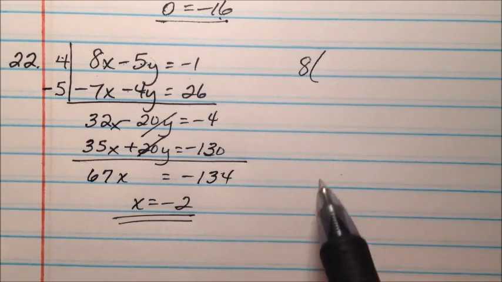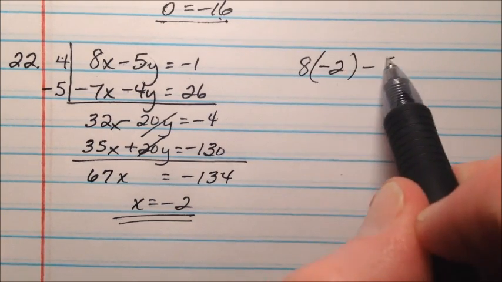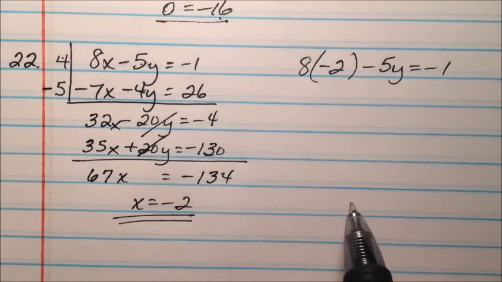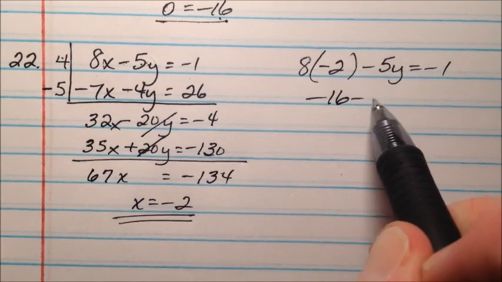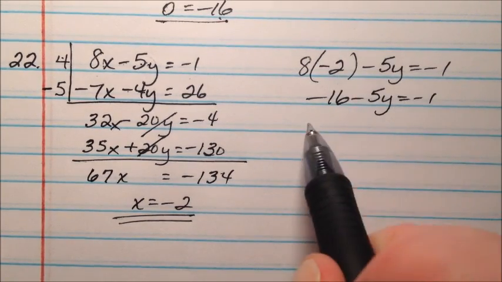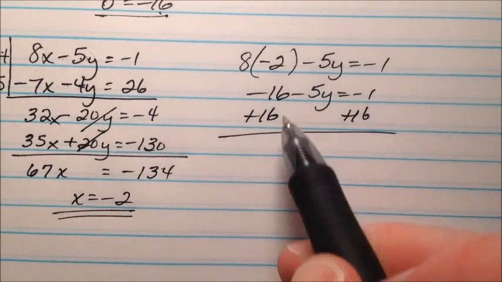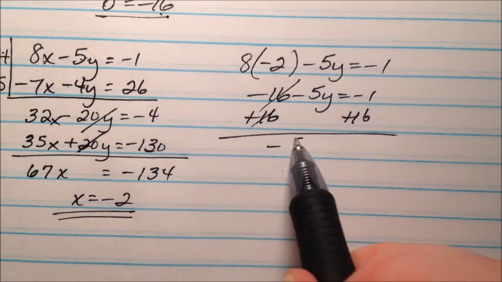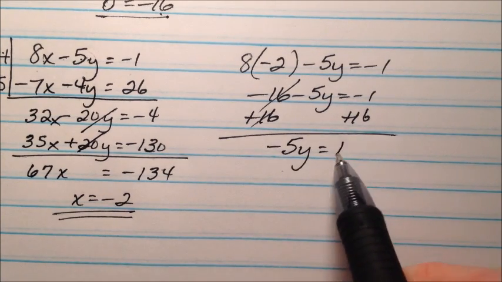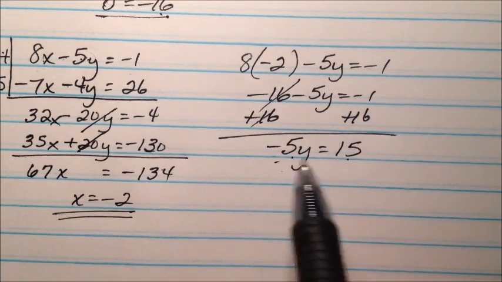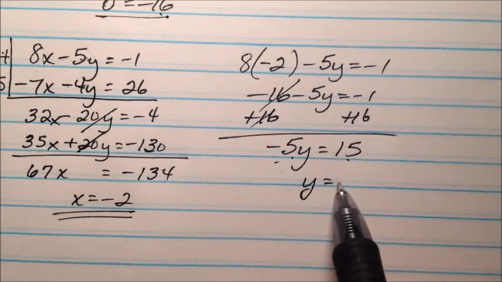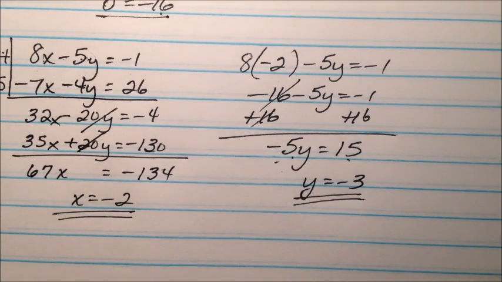So 8x, so 8 times negative 2 minus 5y equals negative 1. Negative 16 minus 5y equals negative 1. So we'll add 16 to both sides here, getting rid of those guys. So negative 5y equals 15. When I divide both sides by negative 5, I'll get y equals negative 3.